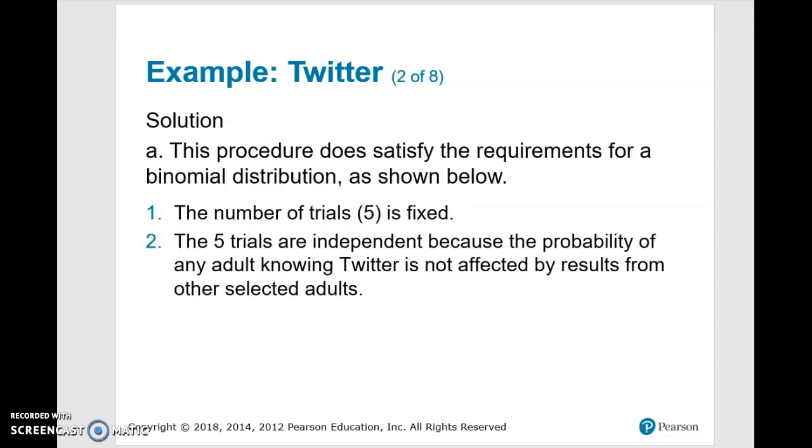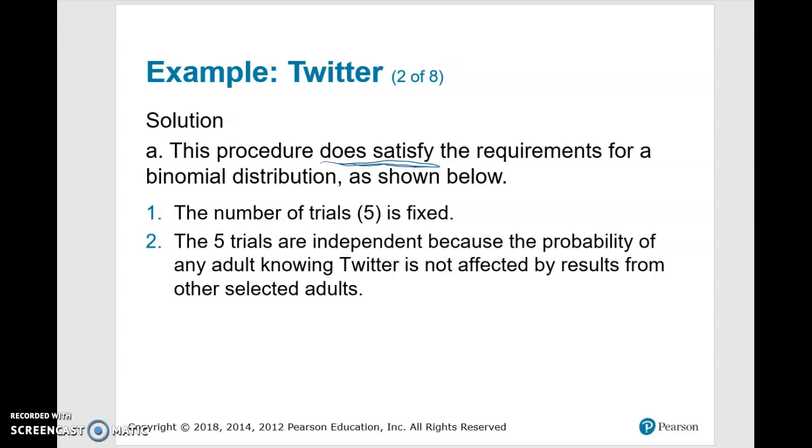So this procedure does satisfy the requirements of a binomial distribution. If you're asked whether your procedure satisfies the requirements for a binomial distribution, you need to make sure that you're listing all of the reasons why. So we'll have on our next 2 pages here all of the reasons why.